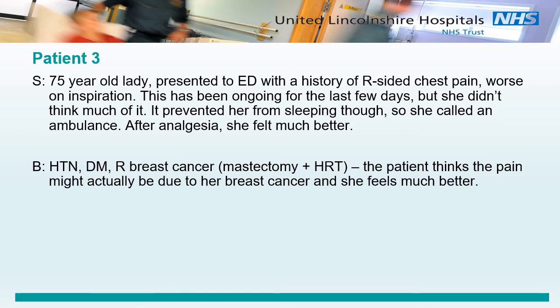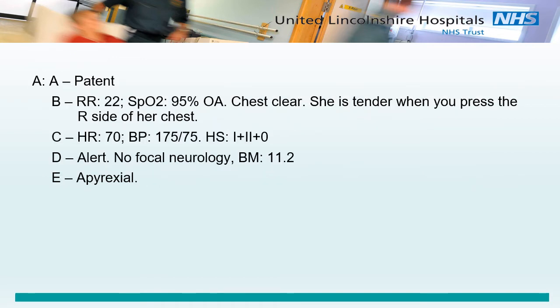Her background is hypertension, diabetes, right breast cancer, and she had a mastectomy and she was on HRT. The patient thinks the pain might actually be due to her breast cancer. So this is the assessment. Airway is fine. Chest examination is fine. She's tender when you press the right side of her chest. Heart rate 70, blood pressure slightly high. Heart sounds fine. Disability and exposure are fine as well, apart from slight hyperglycemia.